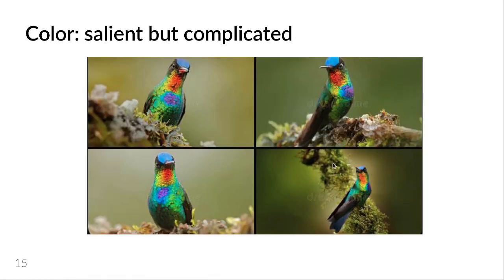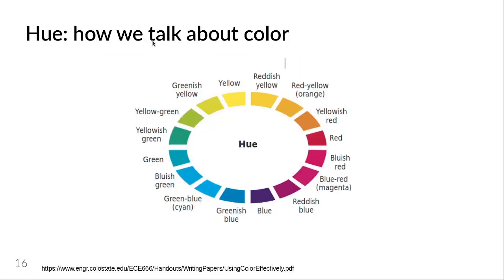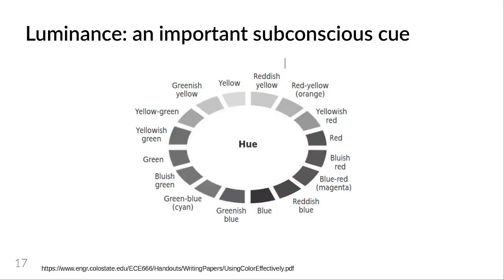So let's dive deeper into color. It's a very salient cue, very eye-catching, like these adorable little hummingbirds here, but it's very complicated. When most people talk about color, they use color names. It's most obvious that each part of this circle is a different color. This property is called hue. But there are also differences in luminance or lightness as we go around this circle. This is a less conscious cue than hue, but it's important subconsciously for letting us decode shapes and edges.